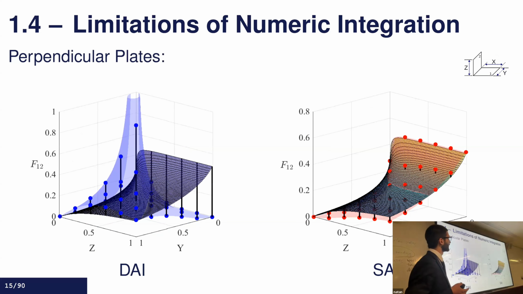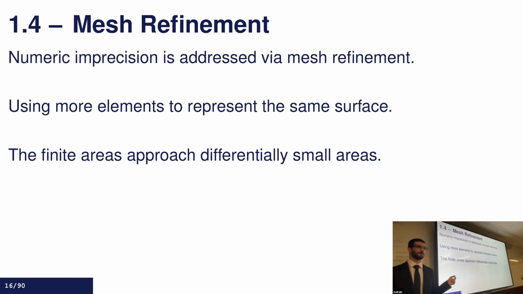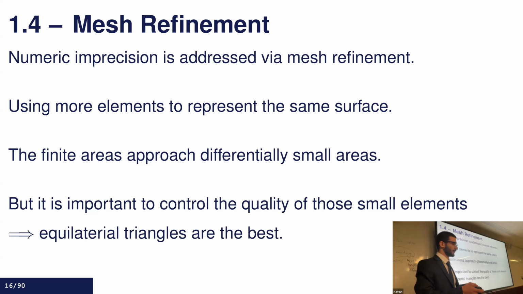And we see the same thing for perpendicular plates. These are just two examples. Double area is egregiously not the right shape. And so the purpose of mesh refinement here is to put a bunch more elements on the surface so that we can more closely represent the integrals that we saw at the very beginning. The finite areas will approach the size of those differentially small areas by refining the mesh. Of course, it is important to control the quality of those elements. Really skew elements, so long and thin triangles, are bad. Equilateral triangles are wonderful. And so we have 3 ways of measuring that in this work.